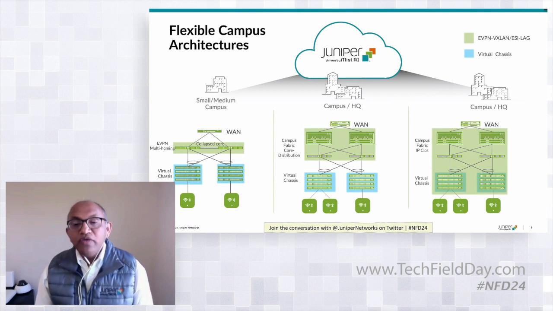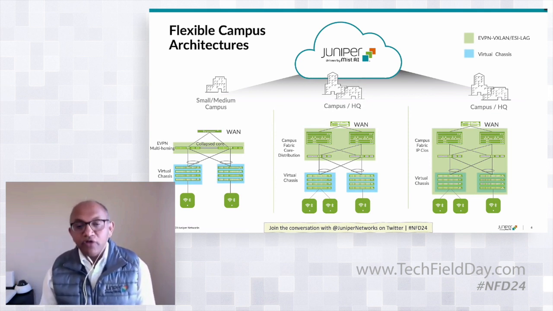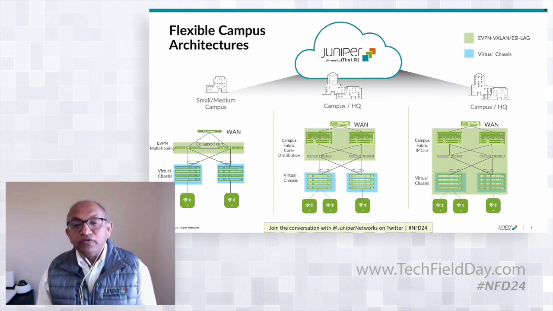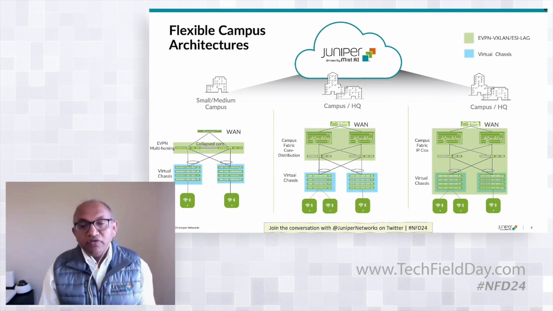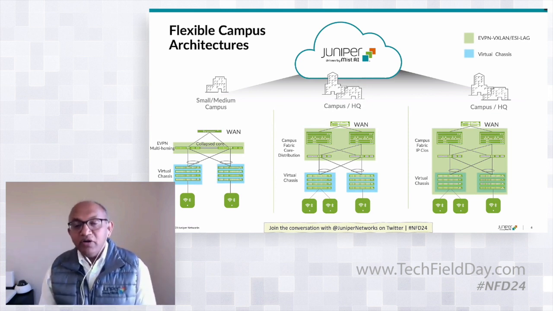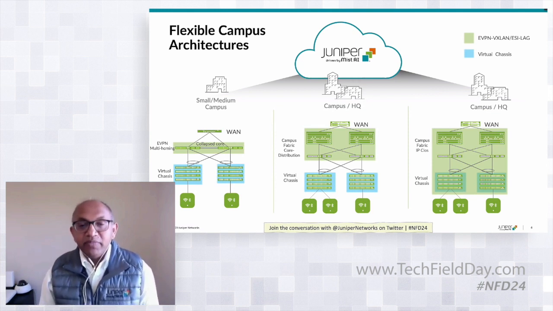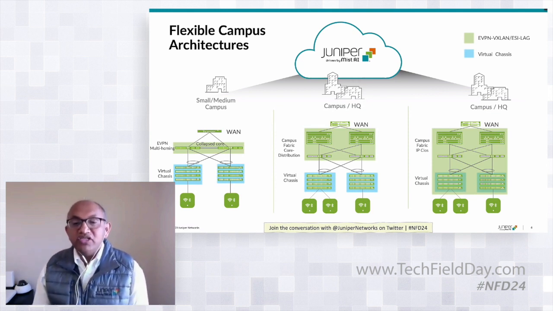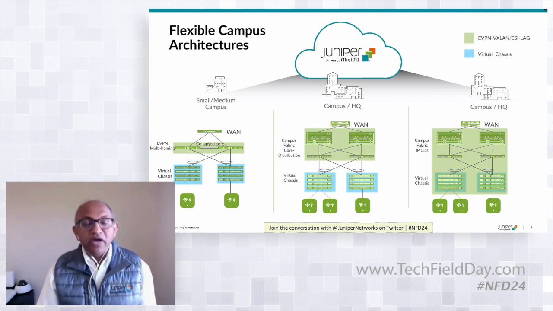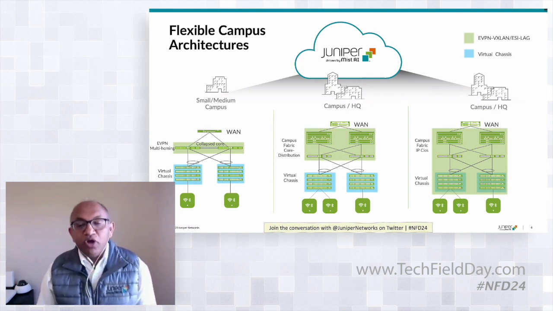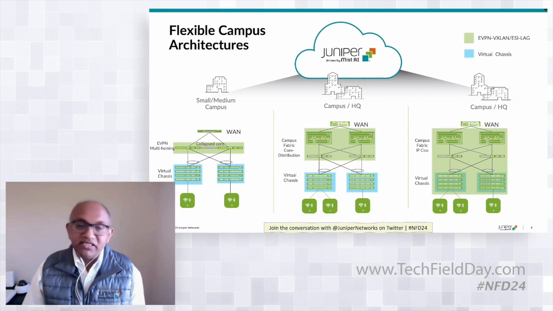And finally, we have the IP Clos network. This is where we are introducing the 4400 switches to fit into a virtual chassis or standalone environment and extend that EVPN VXLAN to the access layer. So if you are looking at extending EVPN VXLAN to the access layer, this is your platform. This is where we are looking at IP Clos deployment all the way to access.